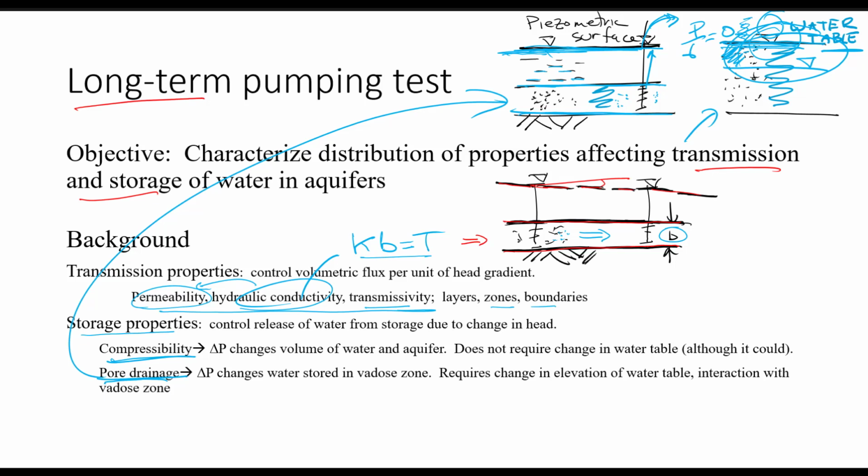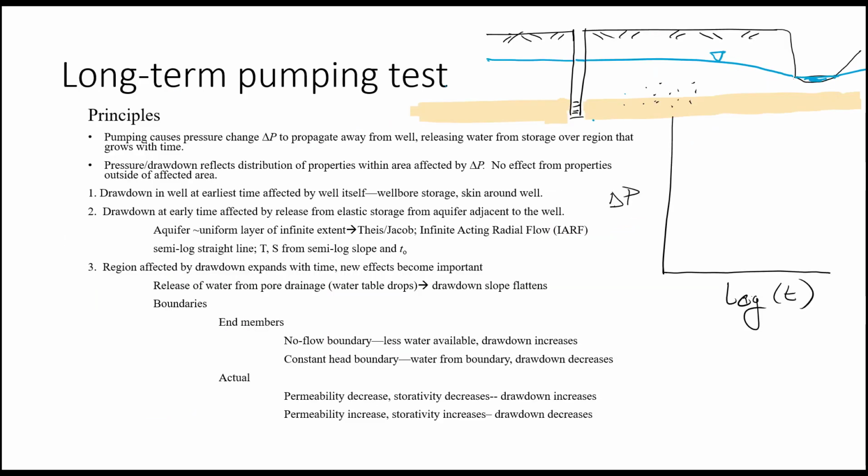And so generally for a unit drop of hydraulic head, pore drainage is going to give you a lot more water released from storage than this compressibility effect. But both of them will be important for different applications. So for a long-term pumping test, we're going to try to get an idea about the distribution of these properties, and also the distribution and the importance of these two different types of storage. Let's take a look at some of the basic principles involved in interpreting a long-term pumping test.